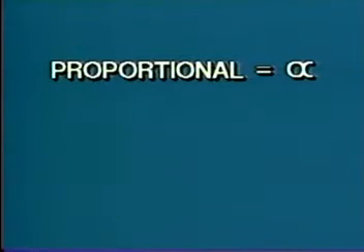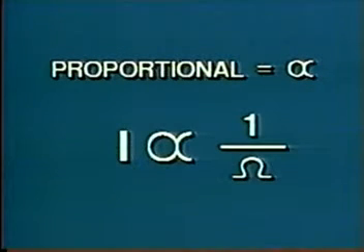This is the mathematical symbol that means proportional. By using it, you can state in concise terms what you have just demonstrated. Namely, that current is proportional to 1 divided by omega.